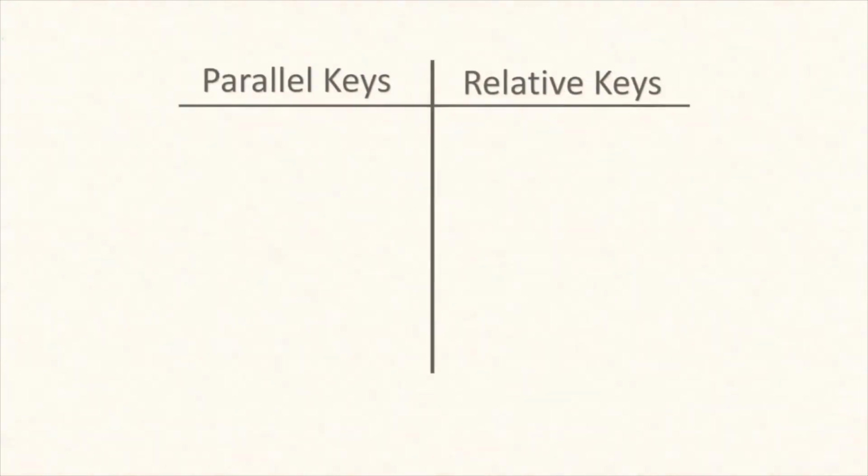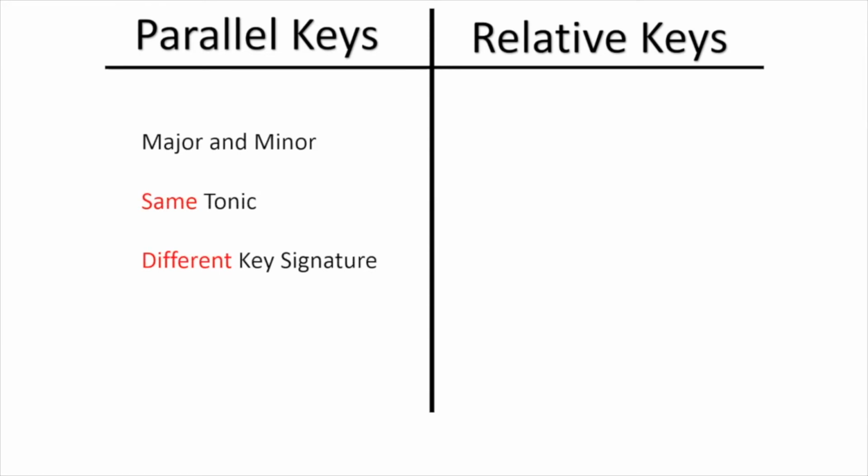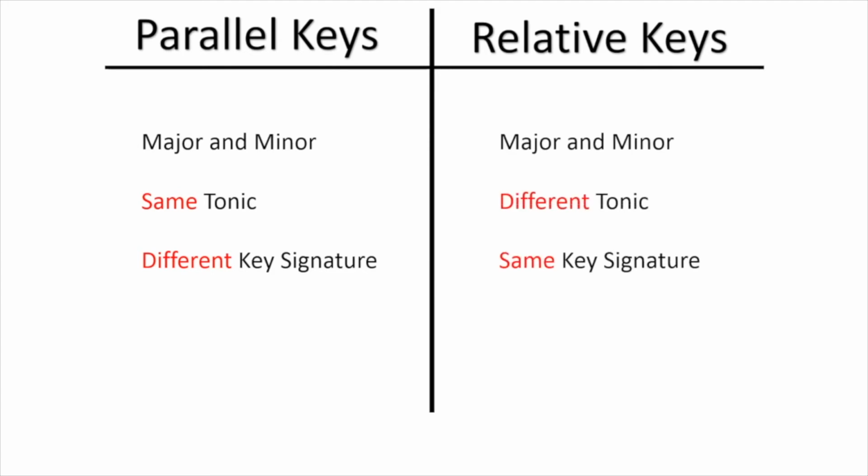Now, let's put the few properties we concluded about parallel keys here. Now, for relative keys, some things are not the same. First of all, relative keys do not share the same tonic, meaning that scales do not start and end on the same note. In contrary, relative keys share the same key signature. And of course, just like parallel keys, relative keys are also different in quality. So one is major and one is minor.